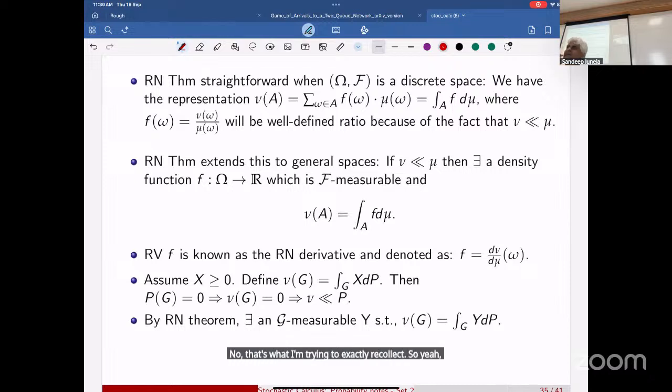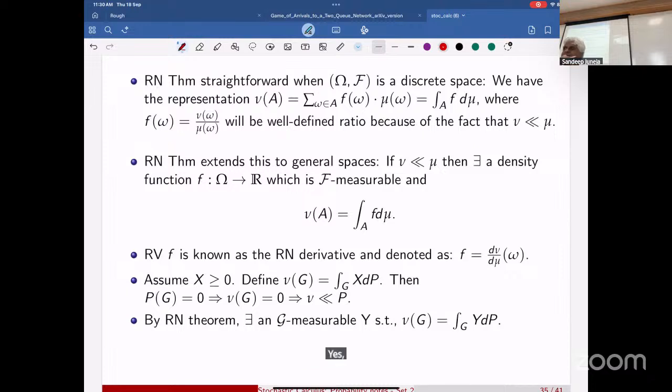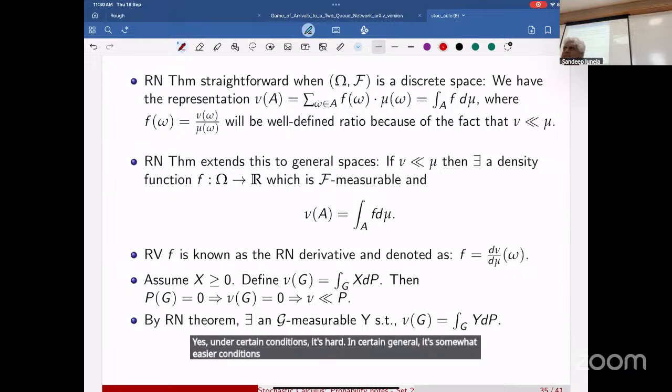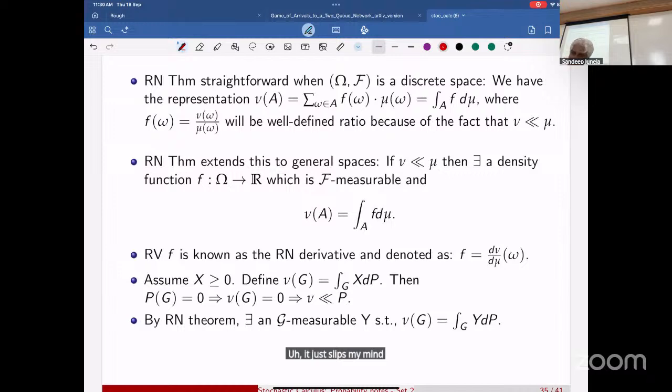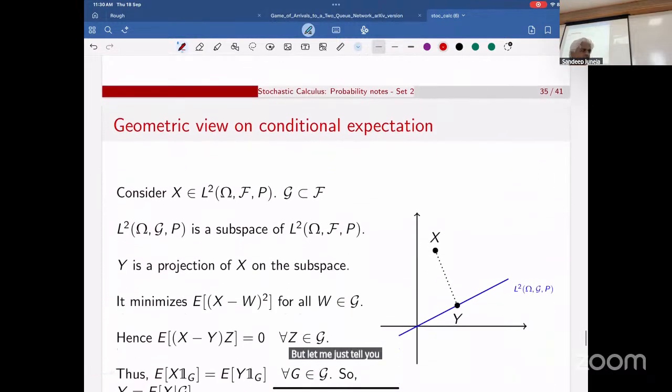But you're saying in general it's not easy. Yeah, under certain general conditions it's hard; under somewhat easier conditions, it's easy. It just slips my mind right now what that condition is. Okay, but let me just tell you this slide. This should be fun. Go ahead.